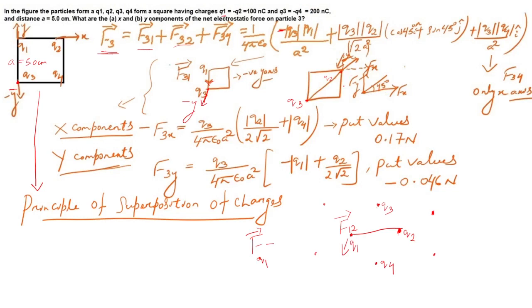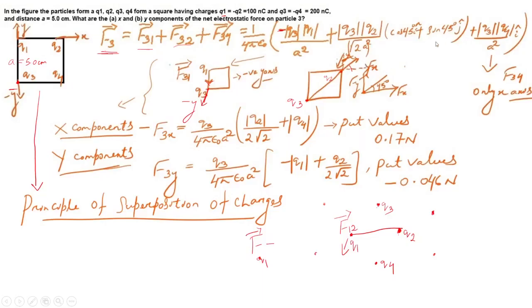Since it is a square, if we divide the resultant electric force into x and y components, the angle will be 45 degrees. So the x component will be cos 45 degree i cap, and similarly the y component will be sine 45 degree j cap. Okay, so again, what is the force F34?